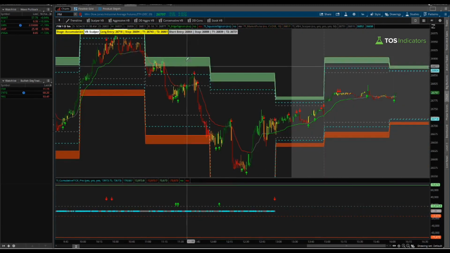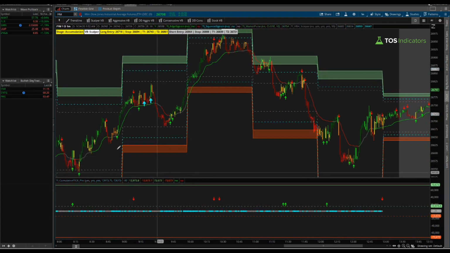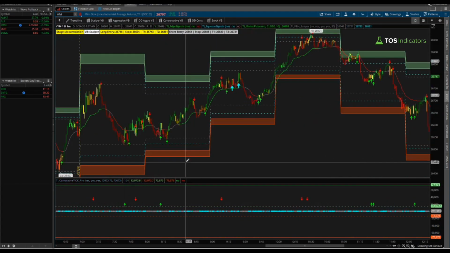So hopefully this gives you an idea of how to use not only the game plan, for those that watch the Cumulative Tick Pro indicator, that's where we also use a good amount of data to try and backtest, create something that we think works more often than not, and then use that as really a game plan to try and trade these moves whenever they do happen.